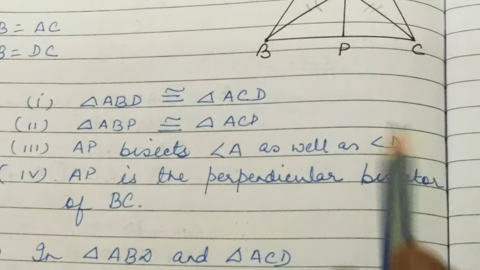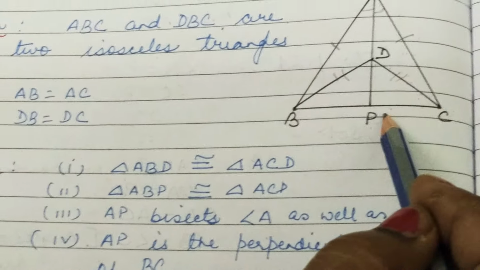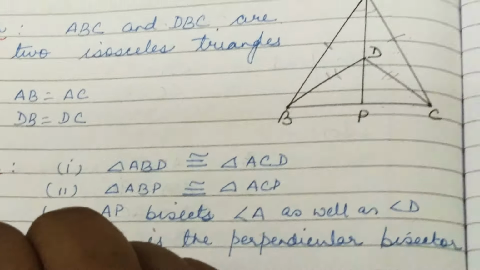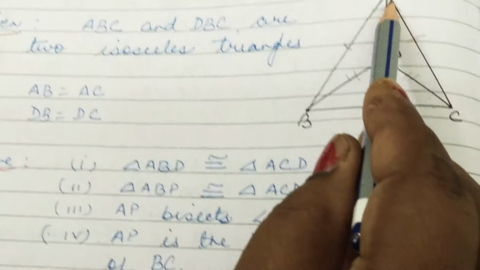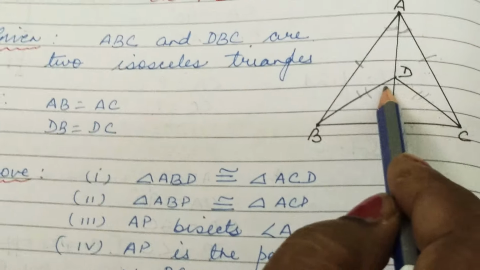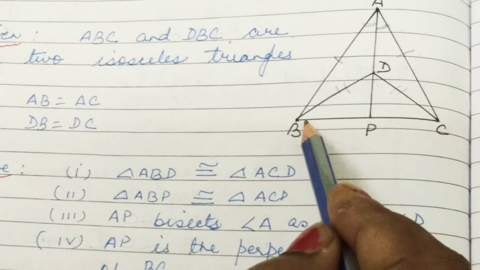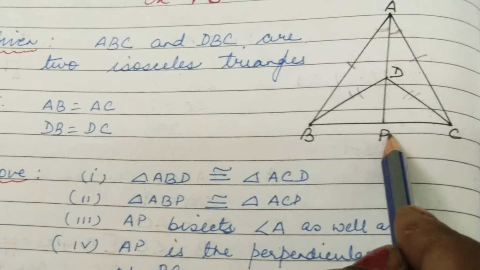We have proved that triangle ABP is congruent to triangle ACP. So angle BAP equals angle CAP by CPCT. So if this angle is equal to this angle, it means that AP is bisecting angle A. So AP bisects angle A. But we have to prove that AP bisects angle D also. For this, we will take these two triangles, triangle BDP and triangle CDP.